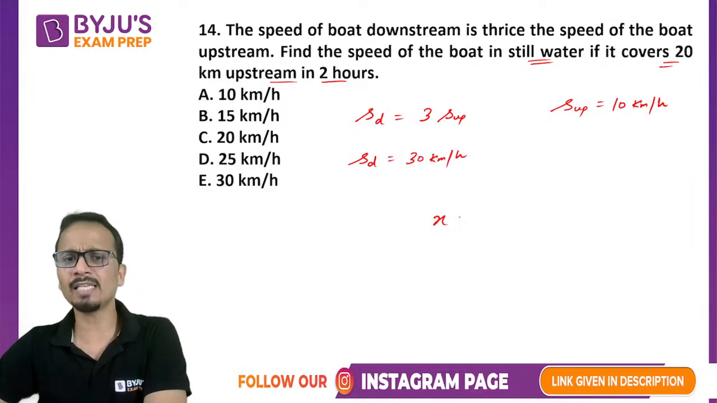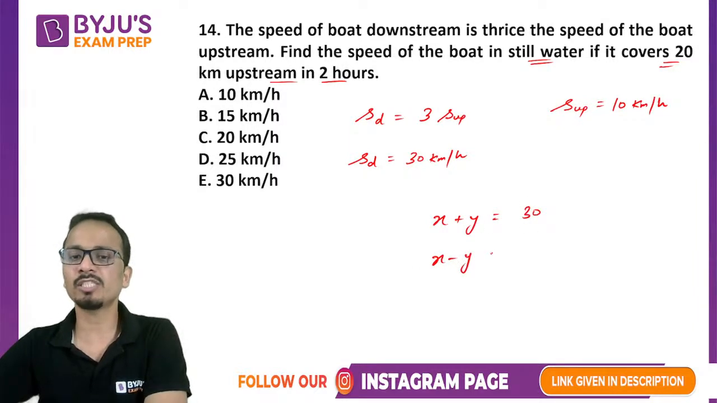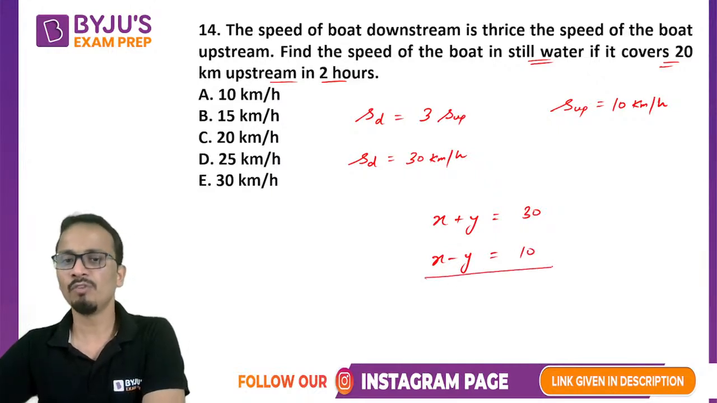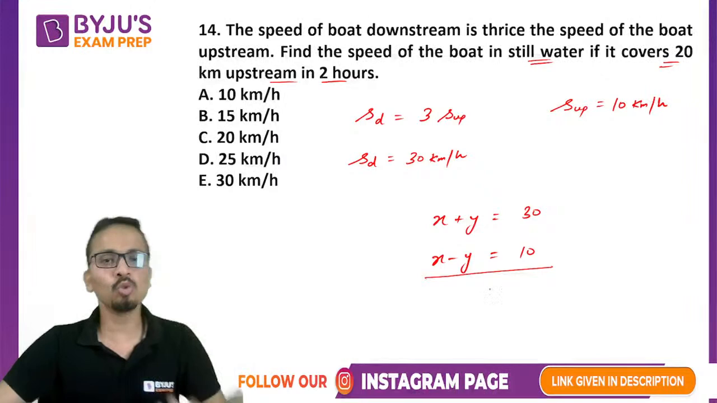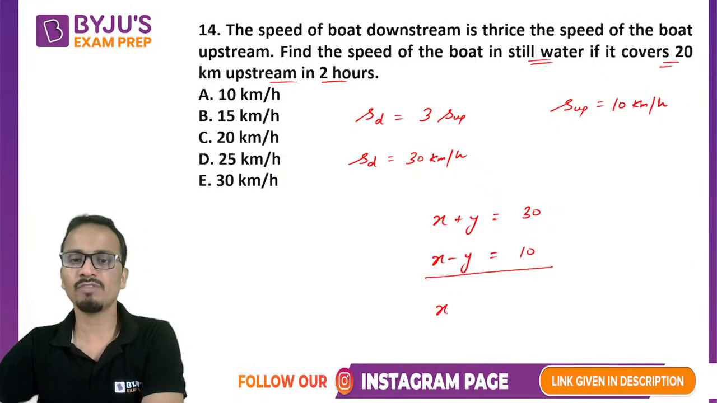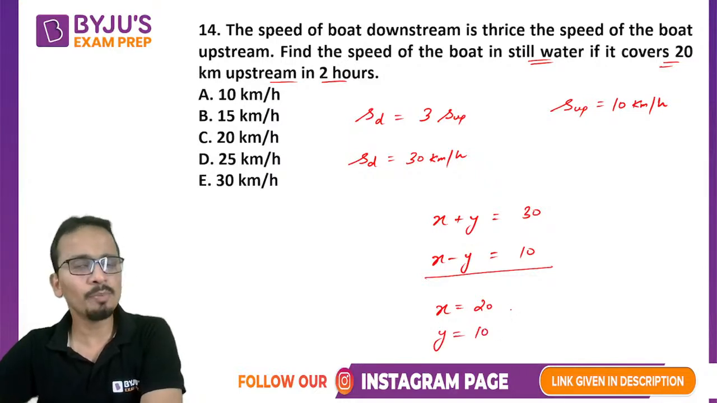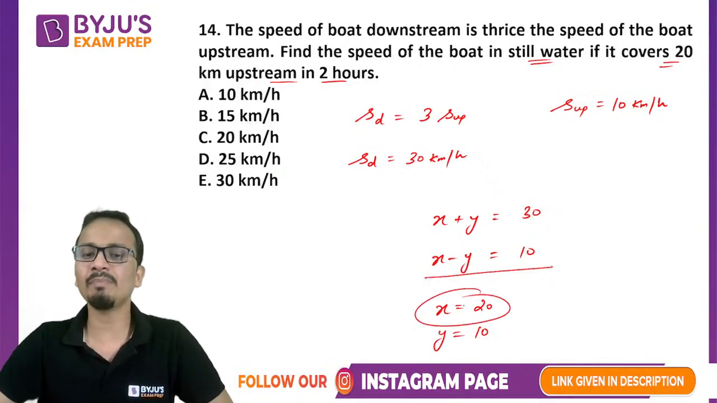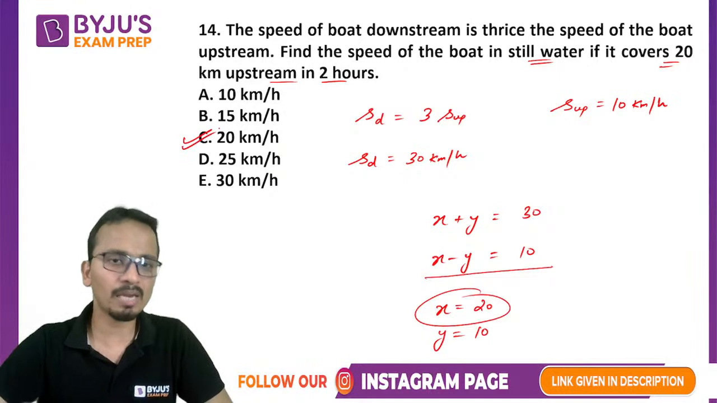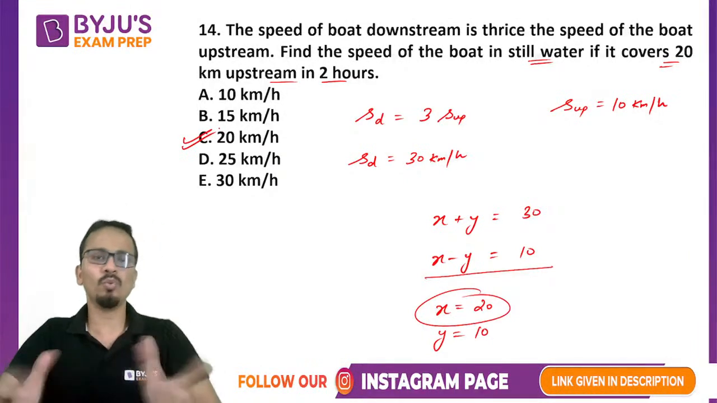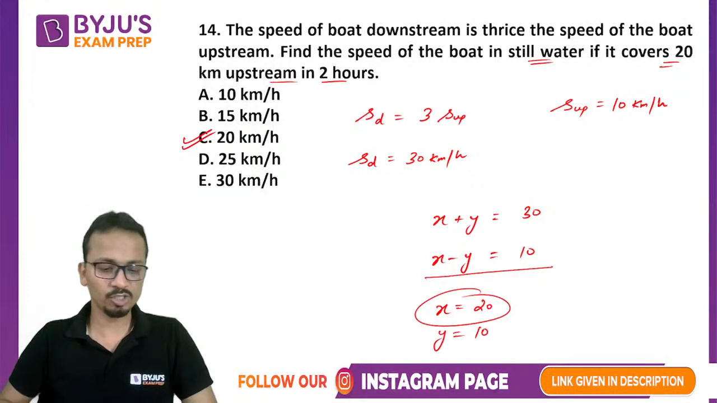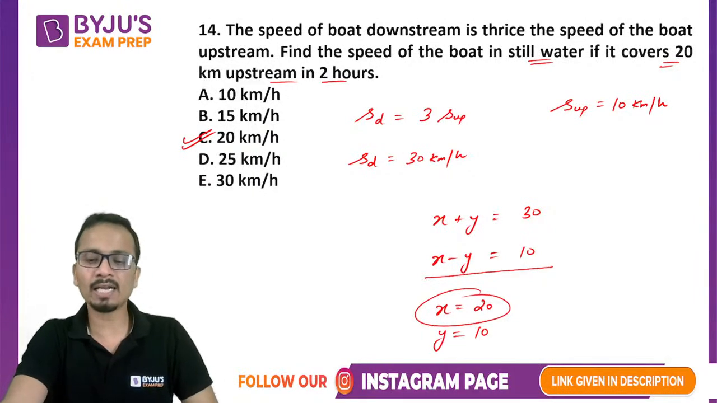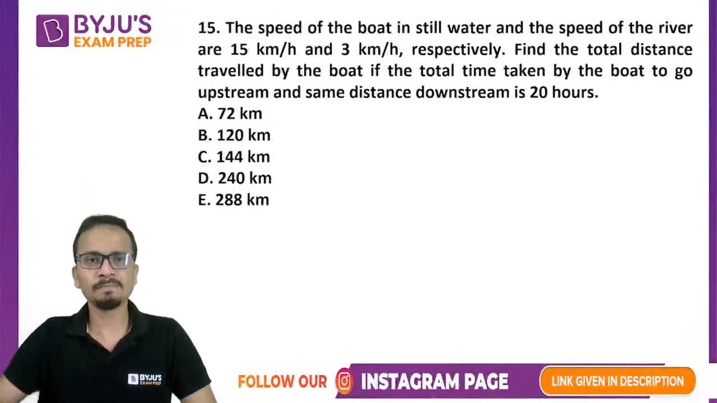Now speed downstream, that is x plus y, is given as 30, and speed upstream, which is x minus y, is given as 10. From here you can find the values of both x and y. So the value of x will be 20 and the value of y will be 10 kilometer per hour respectively. We have to find out the speed of boat in still water, that means the value of x, and that will come out to be 20 kilometer per hour, which is option C. Okay, so simple question tha. Let's move on to our last question for the day very quickly.